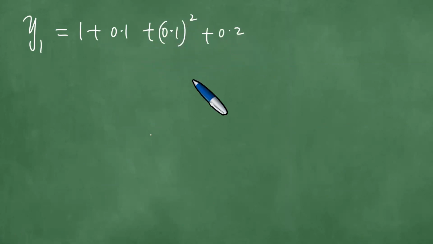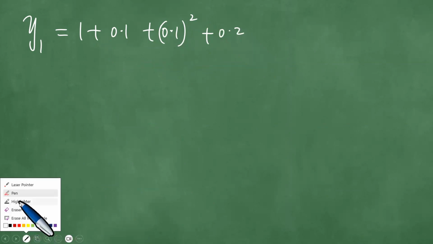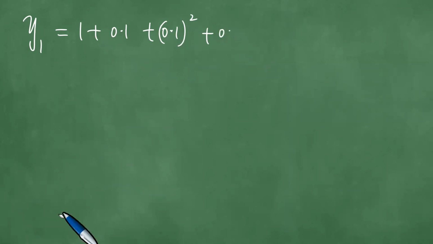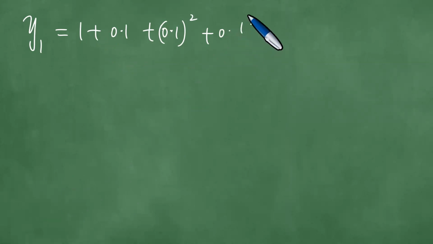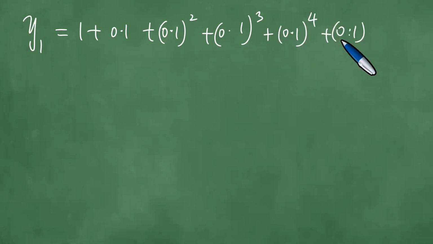Plus 0.1 to the fourth power. Then we're just going to use a calculator to find the estimate. Right, and then 0.1 to the third, 0.1 to the fourth, 0.1 to the fifth.